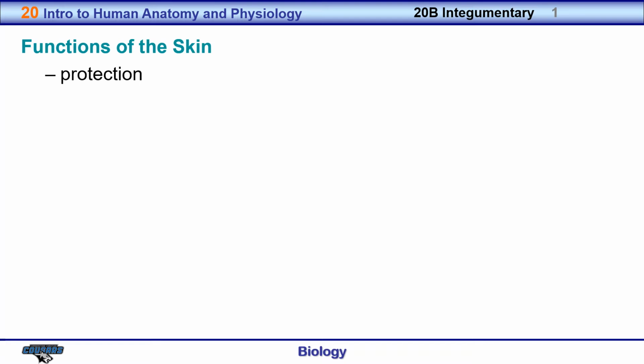The first one is protection. The skin does not permit significant amounts of substances like water and air to enter and exit the body. So the first function is protection. Sensation. What we mean by that is the skin contains nerve receptors for touch, for pressure, for temperature, and for pain.